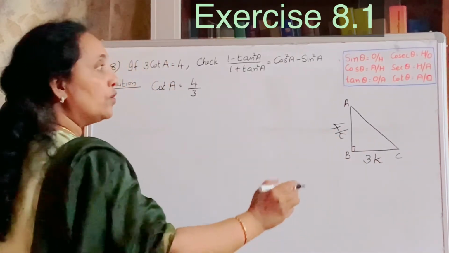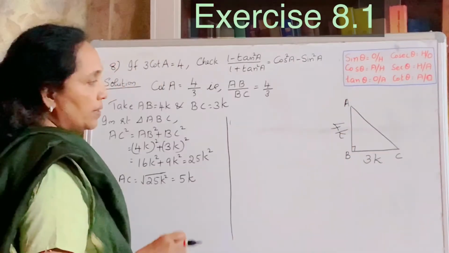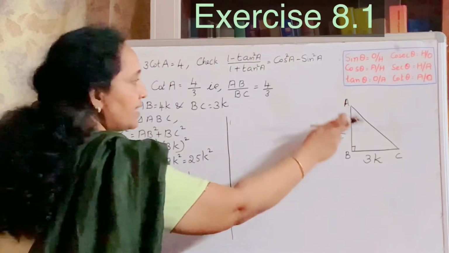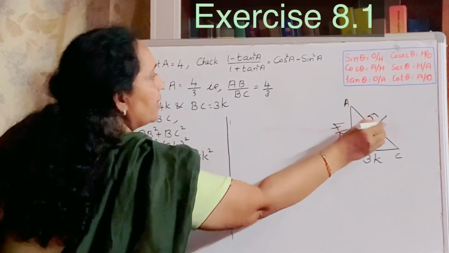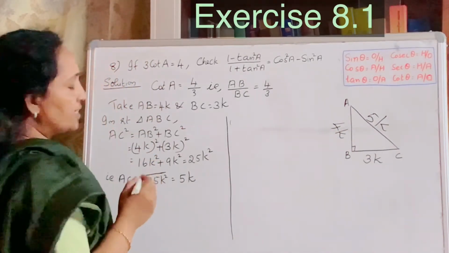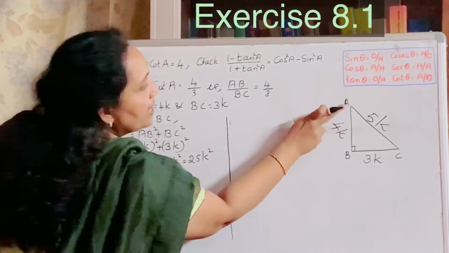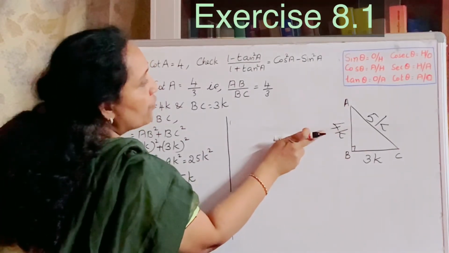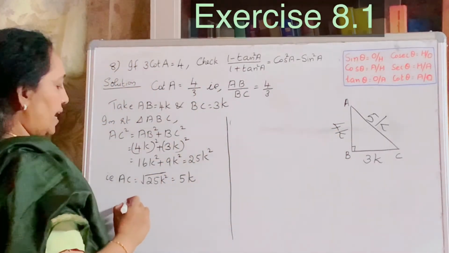Then by Pythagoras theorem find the side AC. By applying Pythagoras theorem, AC is 5k. Then cos square A minus sin square A. So cos A is AB by AC. That means cos A is 4k by 5k, that is 4 by 5. Cos A is 4 by 5.